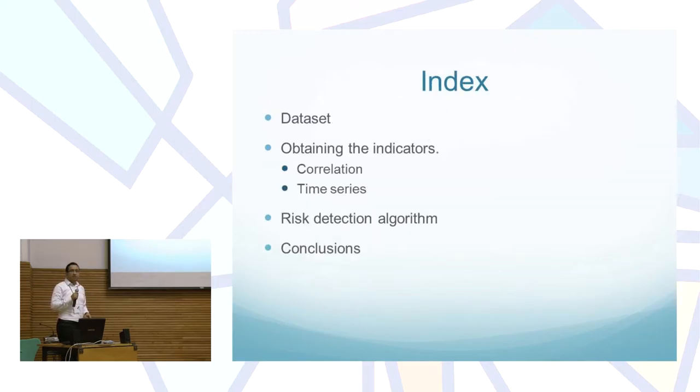So this presentation will be as follows. First, we'll start by describing the data set that we used. Then we'll give some details about how we have obtained the indicators using correlation and time series analysis. And then we'll describe the risk detection algorithm that detects the risk of failing a given course. And finally, we will provide some conclusions and some future lines.